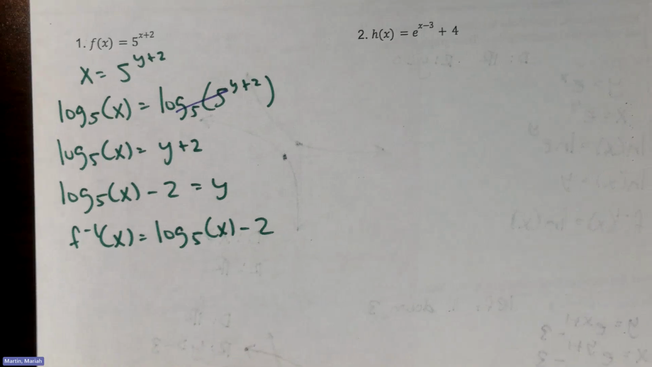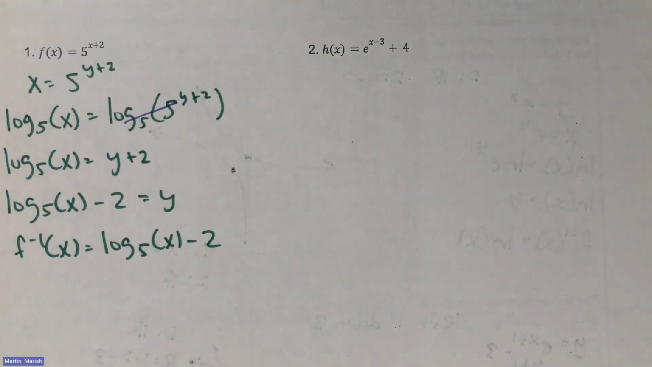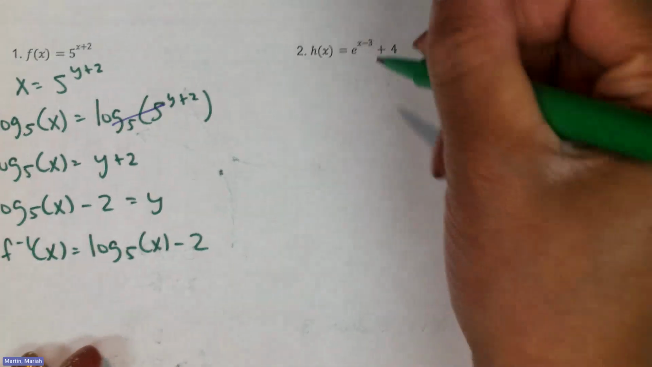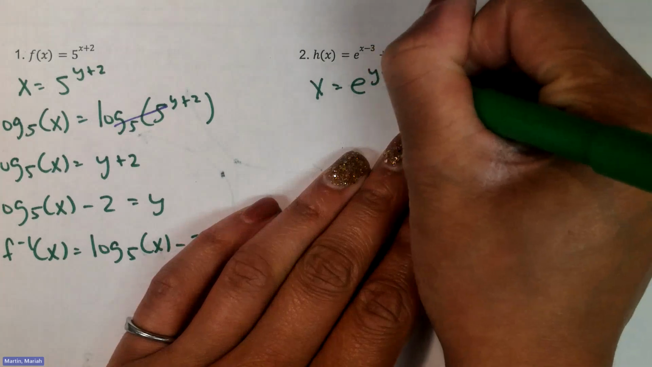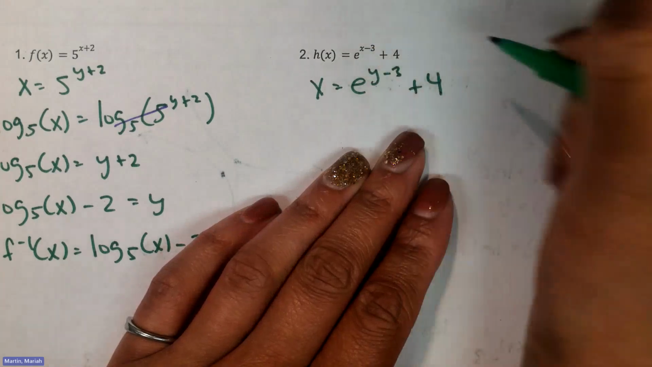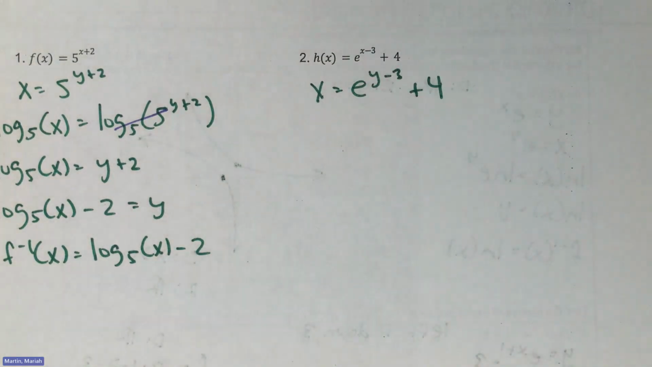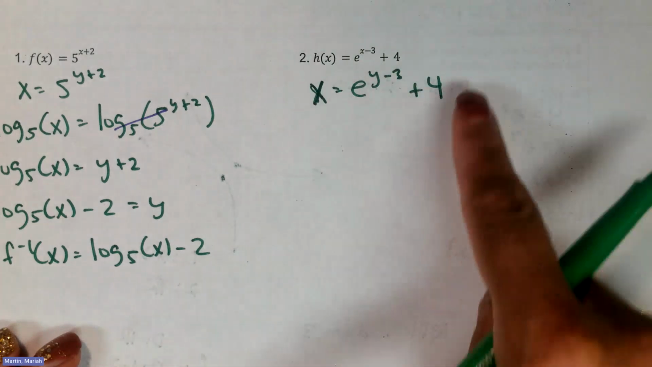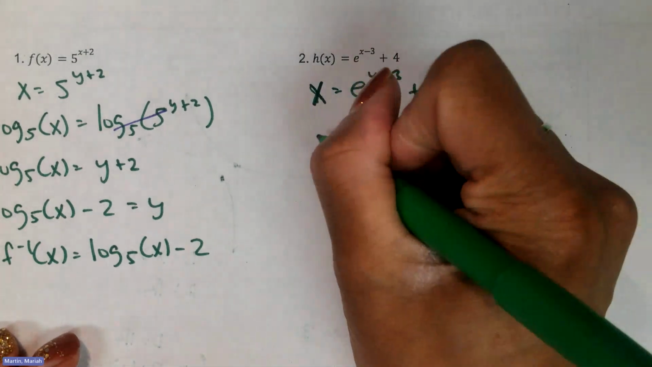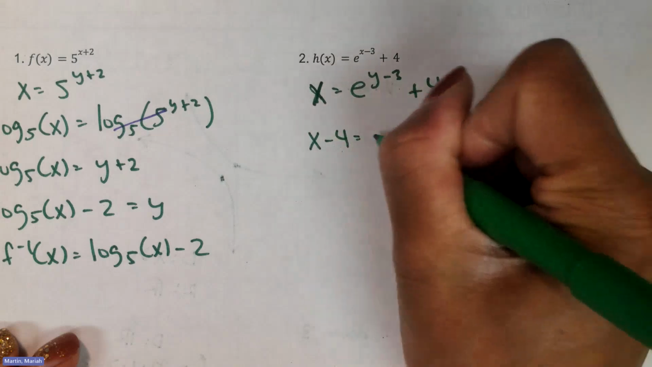Okay, let's try number 2 with e. Remember, h of x is still the same as y, and we know we've got to switch x and y, so I'm going to put x equals e to the y minus 3 plus 4. We're trying to get y by itself, so I need to move 4 to the other side, so it becomes x minus 4.